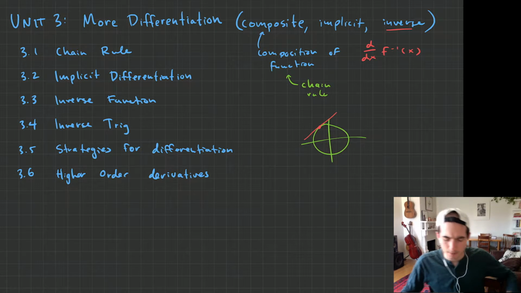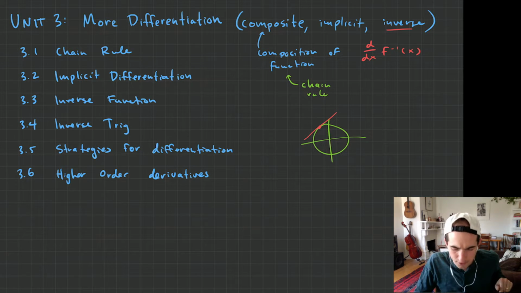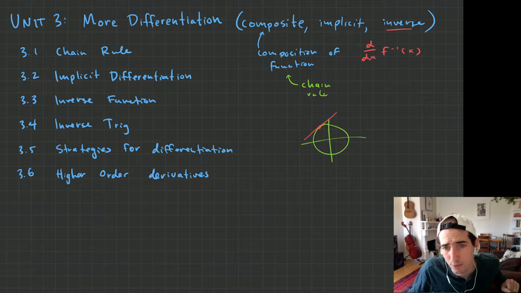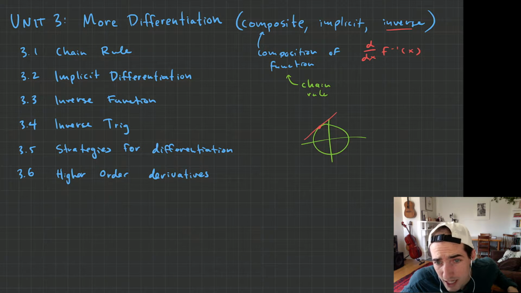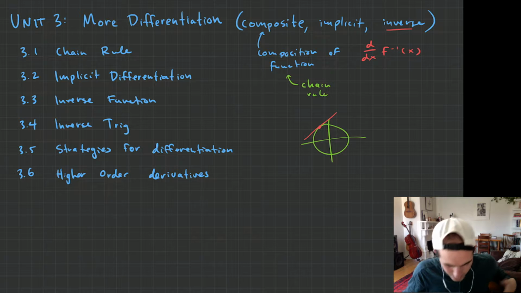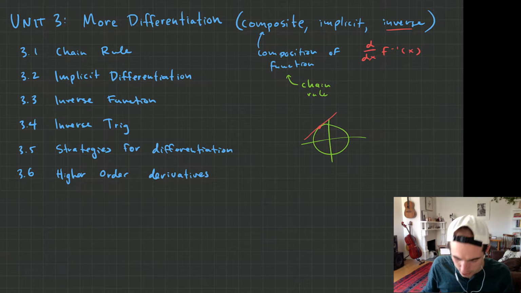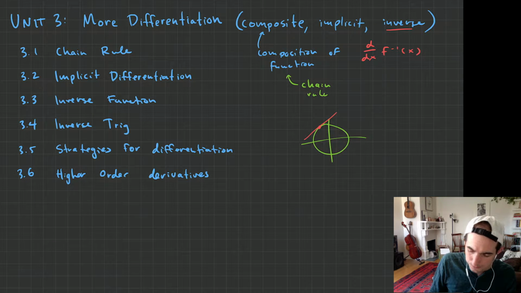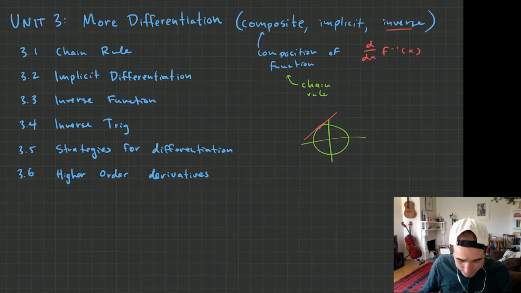Okay, and by the way, I'm paraphrasing the topic names. For example, for 3.5, the technical name is selecting procedures for calculating derivatives, which I think is the same thing as strategies, right? Selecting your procedure, that's what a strategy is. So yeah, that's all of Unit 3.